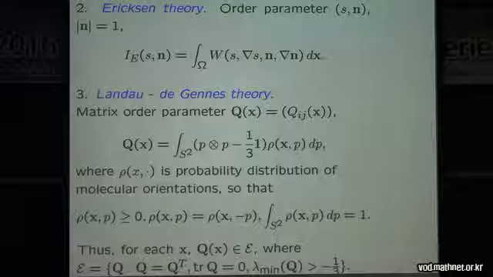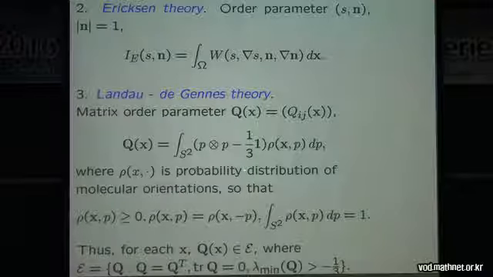Now here the order parameter is a matrix Q of x, and this matrix at the point x is a normalized second moment of the probability distribution for the molecular orientations at the point x. So p denotes the orientation. It belongs to S^2, the unit sphere. This is a probability distribution, so it's non-negative. It's symmetric. That's because of this head-to-tail symmetry. It integrates up to 1, of course.